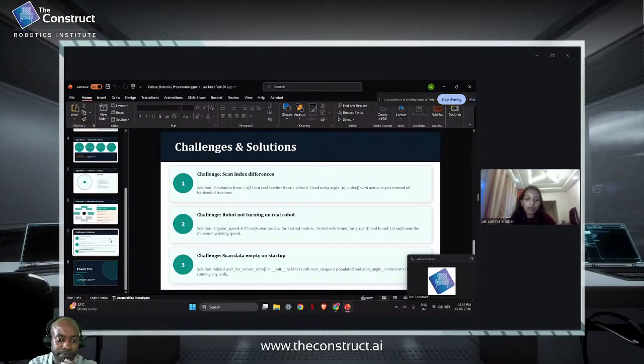Thirdly, empty data during startup. When sensor data was not immediately available, it would not run properly. So I had to implement a wait-for-sensor-data function so that it ensures valid scan information is received before the robot begins its operation.